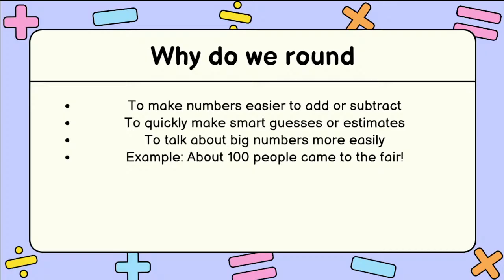So why do we round? Rounding helps us make numbers easier to add or subtract. And using rounding, we can quickly and easily make smart guesses or estimates. One example of this is to talk about big numbers more easily. So we can say that about 100 people came to the fair. We don't know exactly how many people came to the fair, but it can be a little more than 100 or a little less than 100. It could be maybe 98 or 99, or it can be 103 or 104. But if we could make a guess, then we would say about 100.